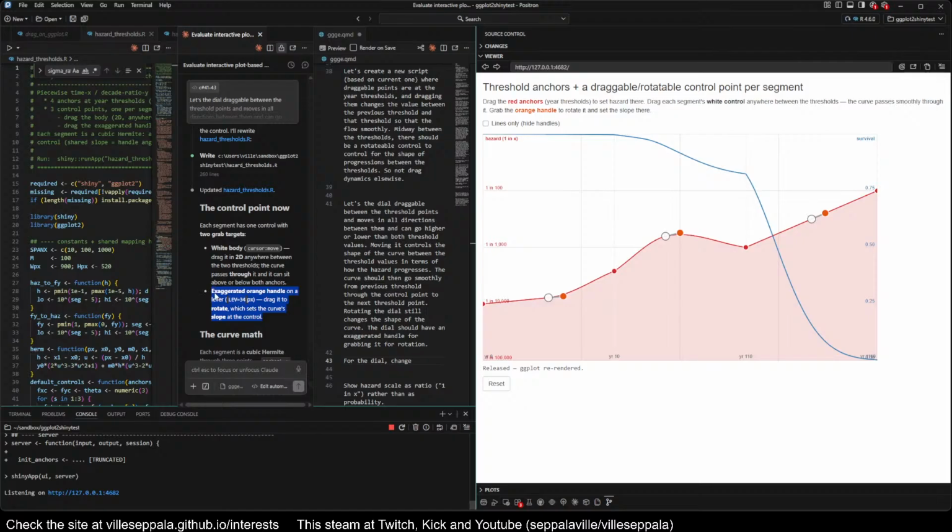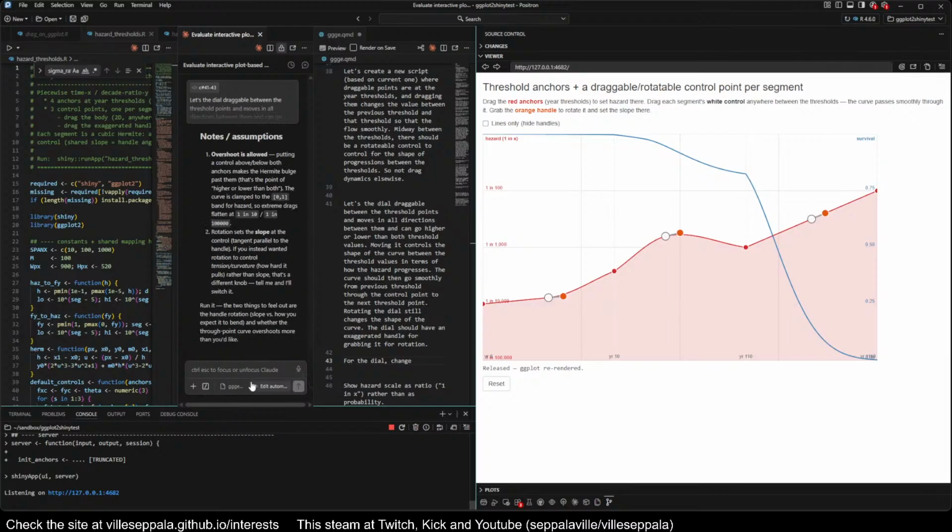Orange handle. If you instead want the rotation control tension curvature, I'm not really sure what that means, tension and curvature, because I kind of like feel that. Well, okay.